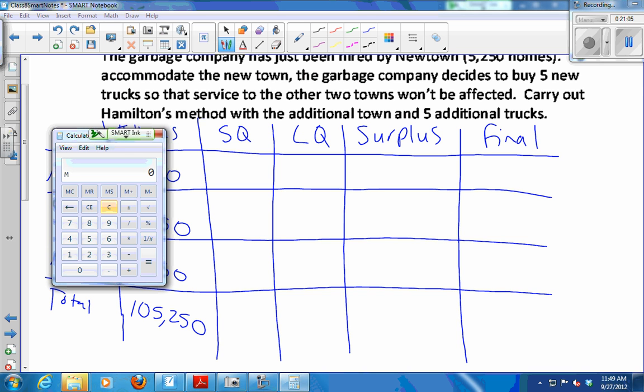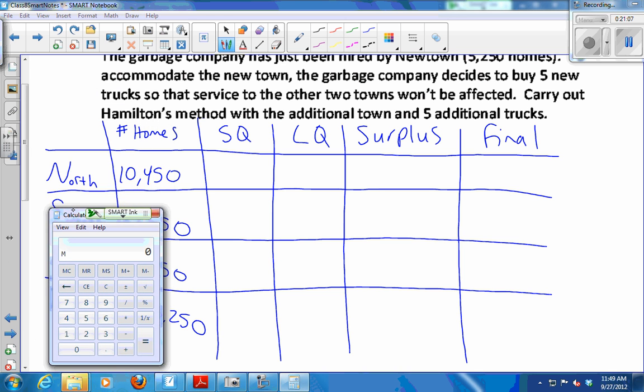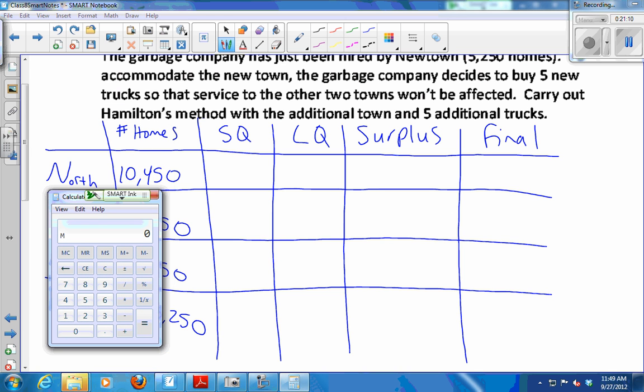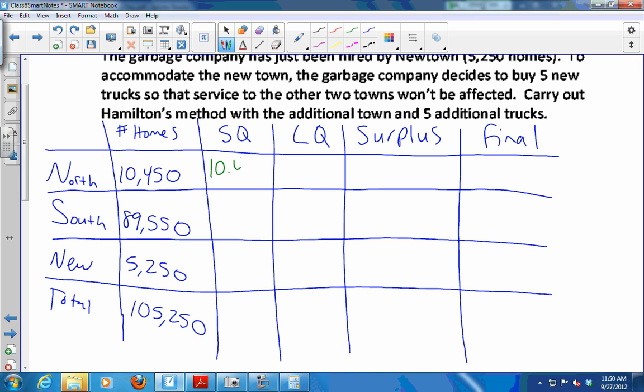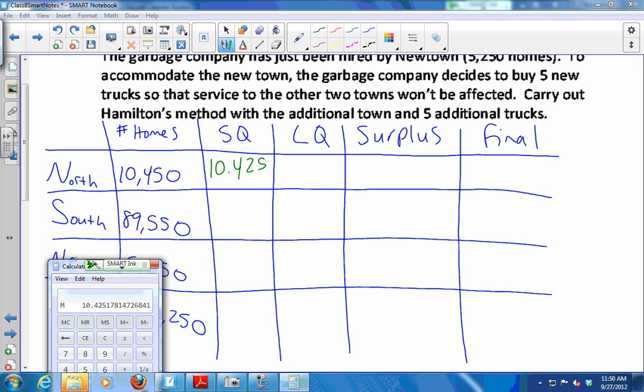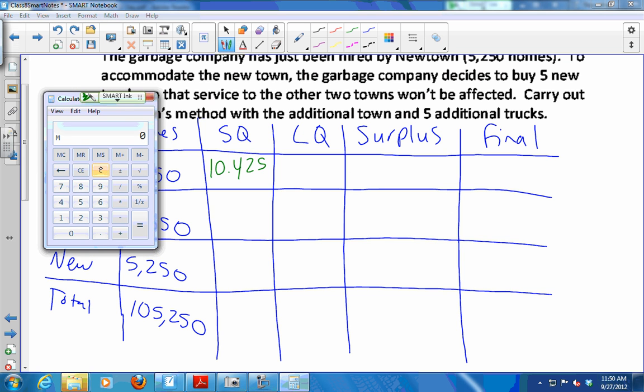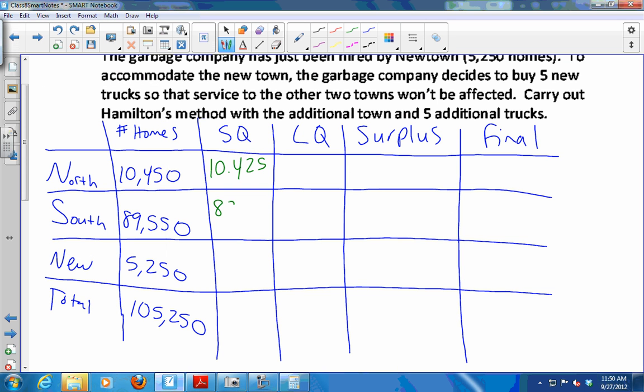Okay, so now I'm going to take each town's population, and I need to know how many sets of 1,002 are in there. That's how many trucks they get. So I'm going to do 10,450 divided by 1,002, and I get 10.425. And then 89,550, 89.337.